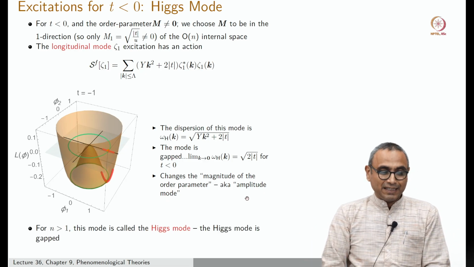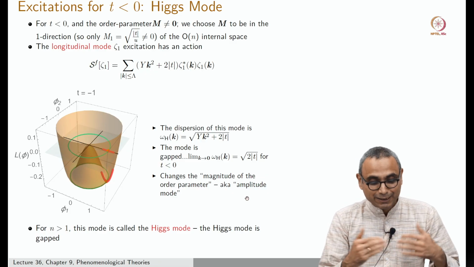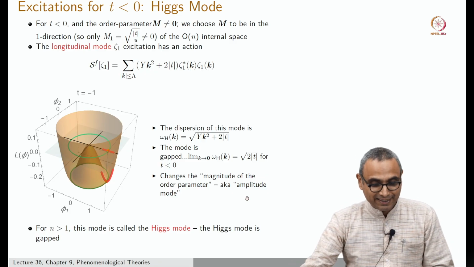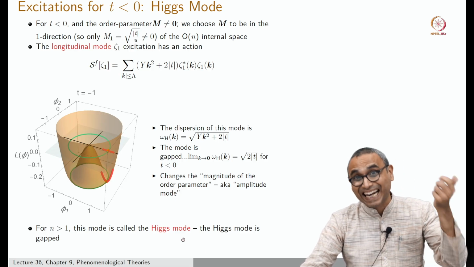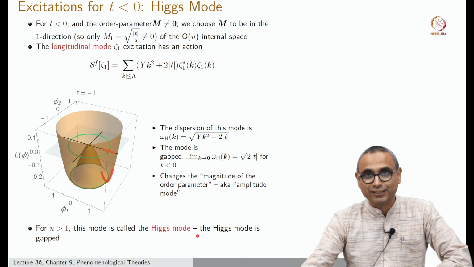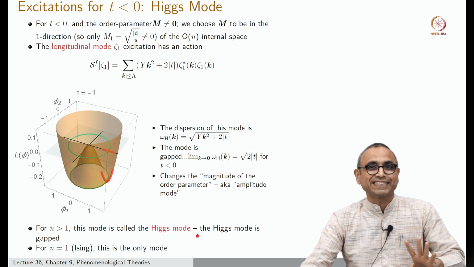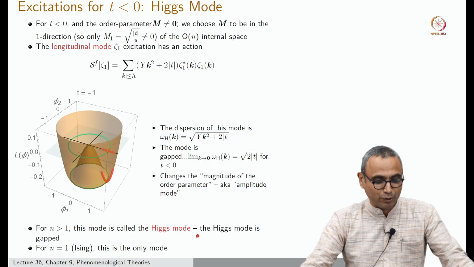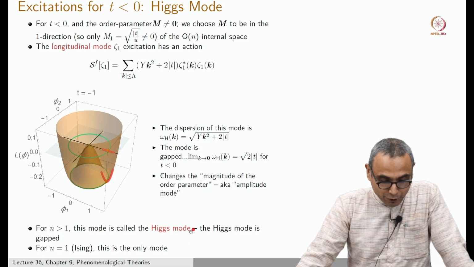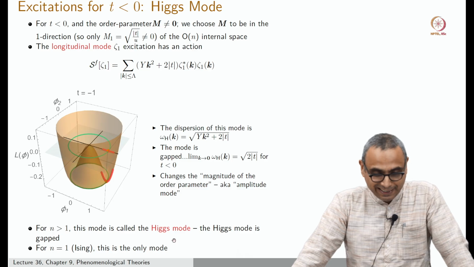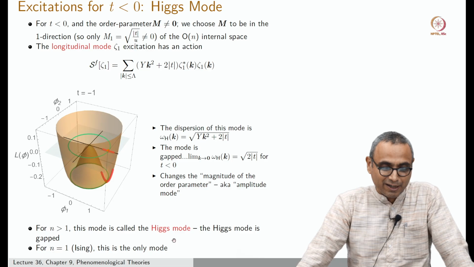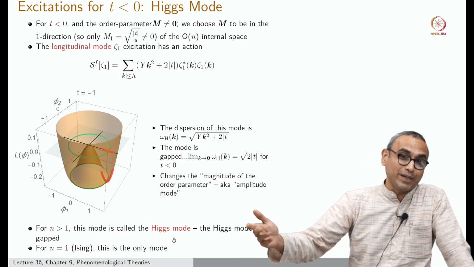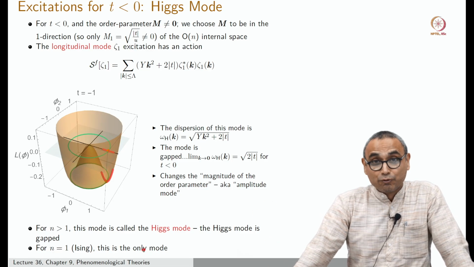Okay. So, for n greater than 1, such modes are called Higgs mode. That means that if I have a continuous symmetry, then this mode is called the Higgs mode. For n equal to 1, this is the only mode, so there is no point talking about the Higgs mode. Now I have introduced something called the Higgs mode, and I am sure that you are aware of all the news articles that talked about the Higgs particle and all that stuff. So you may be wondering, is this related to that? The answer of course is yes. There is a relationship.